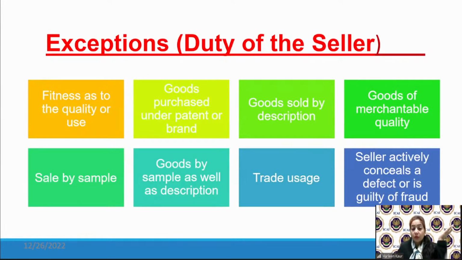Where you have sold the goods by description, if a buyer has come to your shop and told the purpose for which the goods are needed, it has to be as per description. If you are the seller and you're showing a sample, then you must sell goods which correspond to your sample.